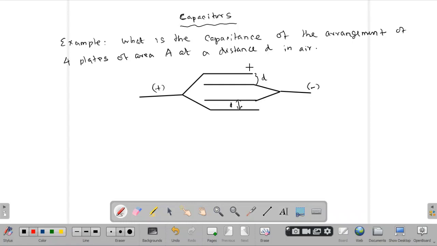This is the first plate, the other one second plate, third plate, this is a fourth plate. Four plates. What is the effective capacitance? C effective. This is the question. Okay. How to get it?